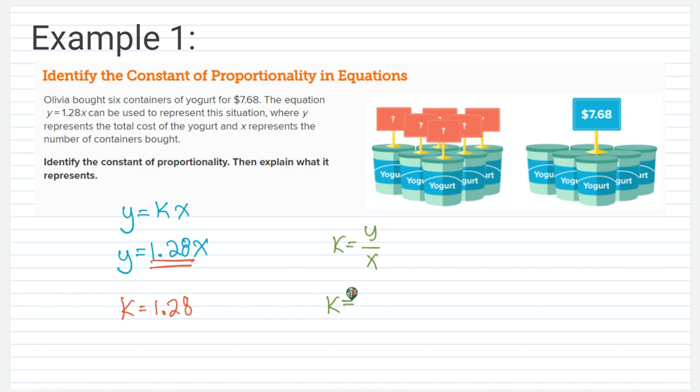So y, they told us in the problem, is representing the total cost. So this is going to be our cost, in this case dollars, over the number of containers. So this is number of containers. I'll just use our hashtag symbol for that. So if I add labels to this, this is just saying it's $1.28 per 1 container of yogurt. So when it says explain what it represents, you're basically just adding labels to it. What exactly is this constant of proportionality talking about? In this situation, the fact that it's $1.28 per container.